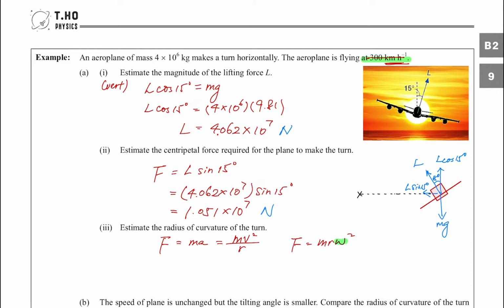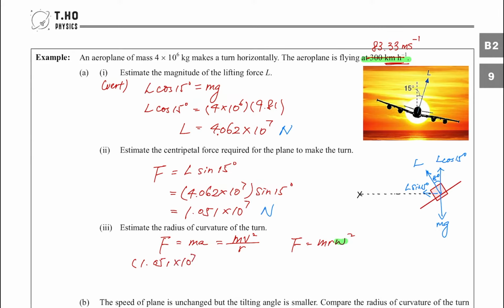You can look at the unit, kilometer per hour. But as usual, we don't like kilometer per hour, so let's change the unit into standard unit first. 300 kmh is equal to 83.33 meter per second. So we change to the standard unit at once. Now we have the centripetal force calculated in part 2. We have the mass, we have the v, and so we can find the r. Let's put in the numbers.